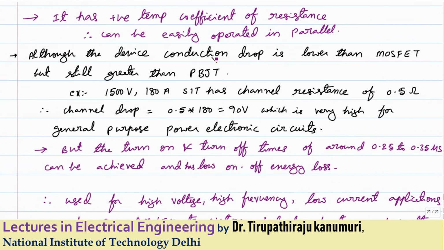Although the device conduction drop is lower than that of the MOSFET, it is still greater than that of the power BJT. That is a limitation. For example, I am taking 1500 volts, 180 amperes. The SIT has a channel resistance of practically around 0.5 ohms. So what will be the drop now? 0.5 multiplied by 180, around 90 volts will drop, which is very high for general purpose power electronic circuits. So that's why this device is never used in general purpose applications, because the high voltage drop is not permissible.